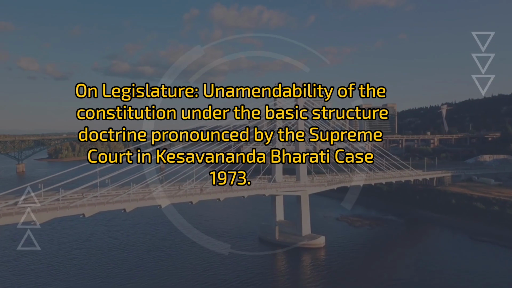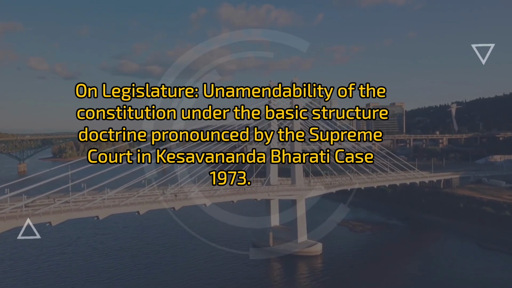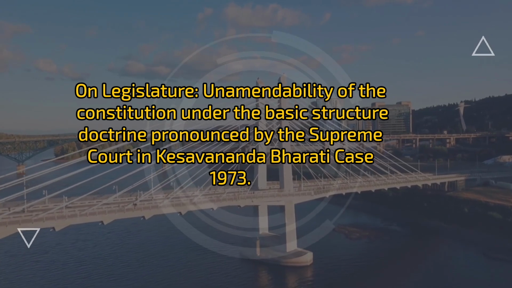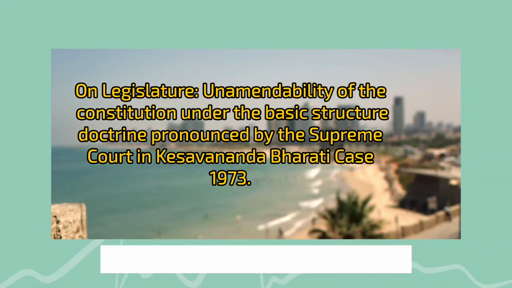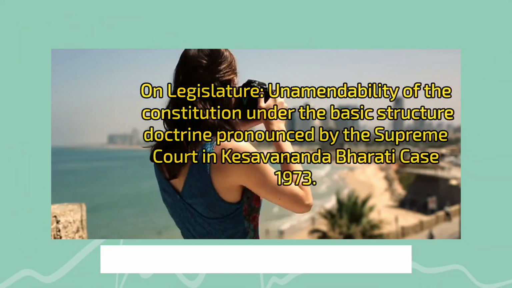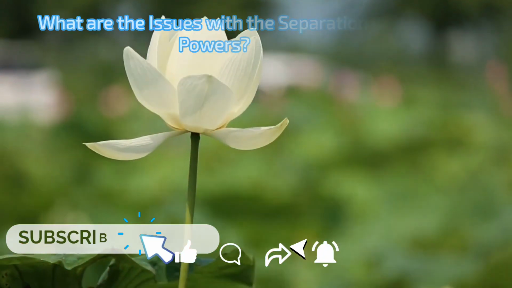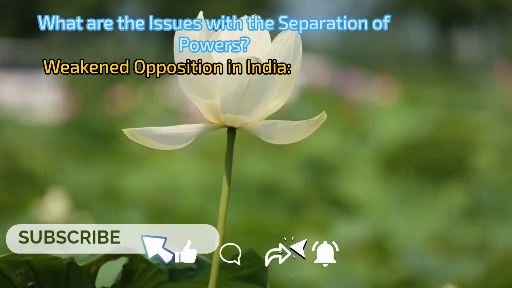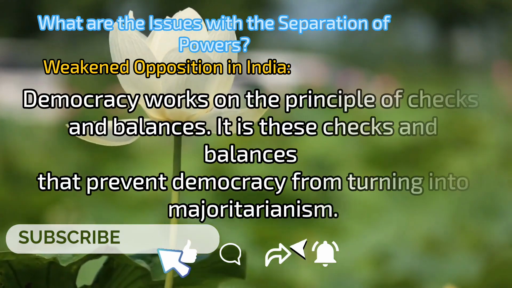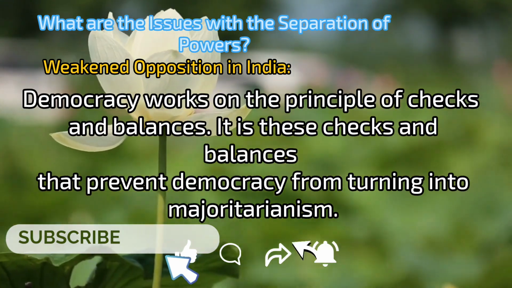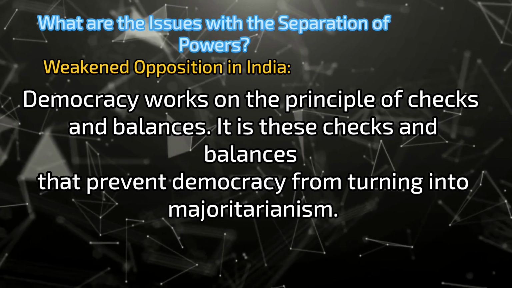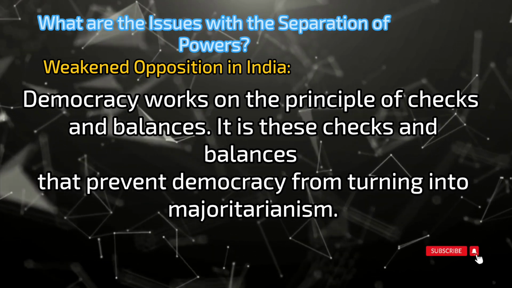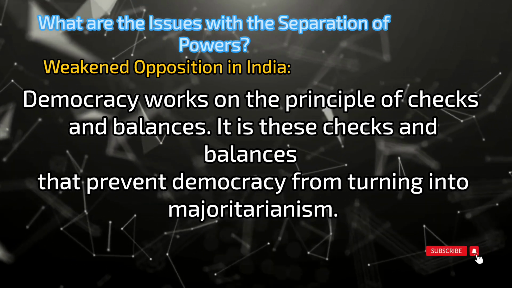On the legislature: unamendability of the Constitution under the basic structure doctrine pronounced by the Supreme Court in the Kesavananda Bharati case, 1973. What are the issues with the separation of powers? Weakened opposition. In India, democracy works on the principle of checks and balances. It is these checks and balances that prevent democracy from turning into majoritarianism.